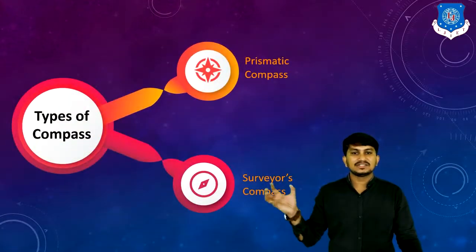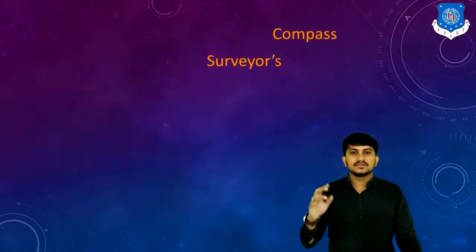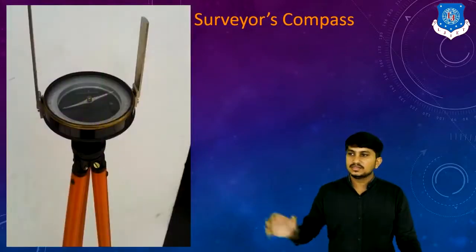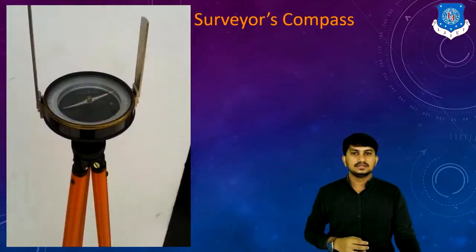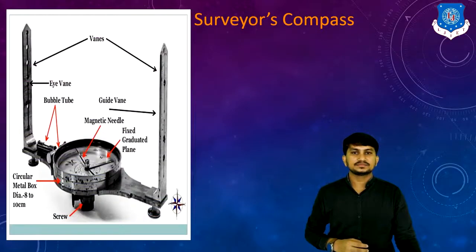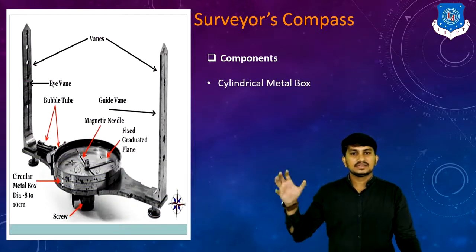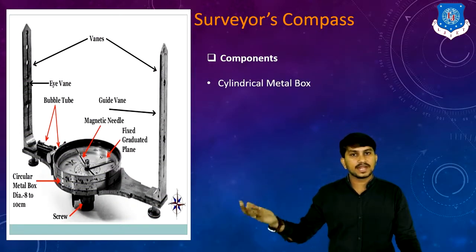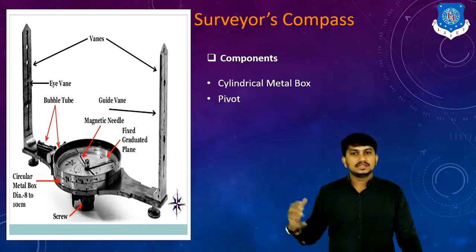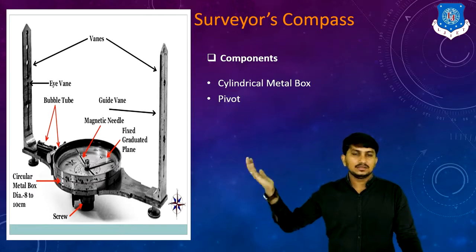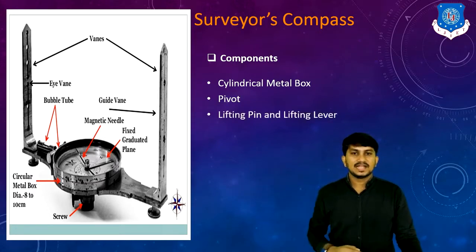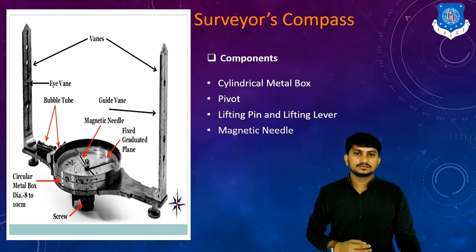Now let's see our second type of compass, which is surveyor's compass. This is the image of surveyor compass. Let's see its components. First is cylindrical metal box, which is used to protect the compass. Next is pivot, which is similar as prismatic compass. Next is lifting pin and lifting arm.